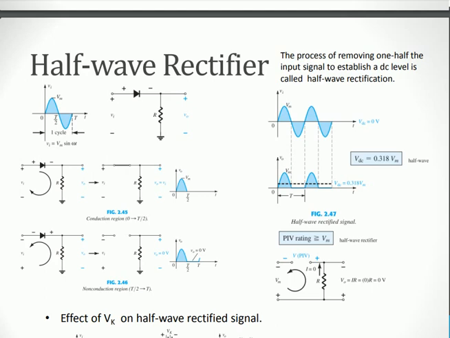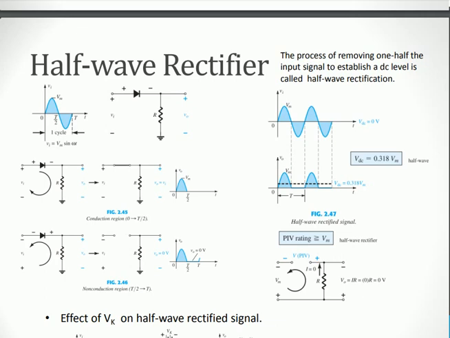Conversion of AC into DC is known as the process of rectification, and the components or devices that are used for this purpose are known as rectifiers. So the basic application of a diode is rectification. It is used to convert the AC signal into a DC signal.